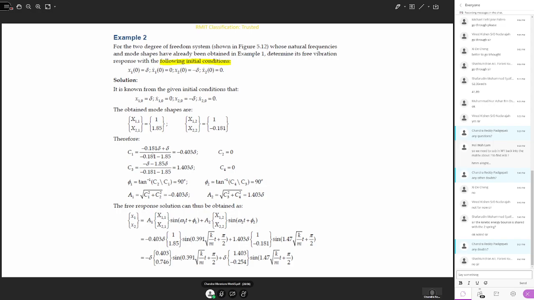So there's an example here you can see. This question is very similar to this. These are the initial conditions, so we have the values. Then we need to find out C1, C2, C3, C4, and then find out the response. You can go through this example later too.